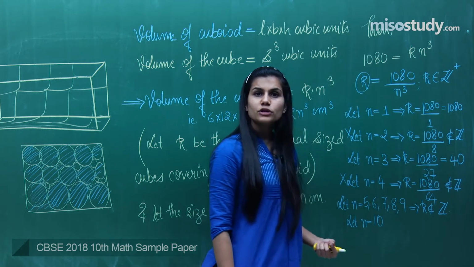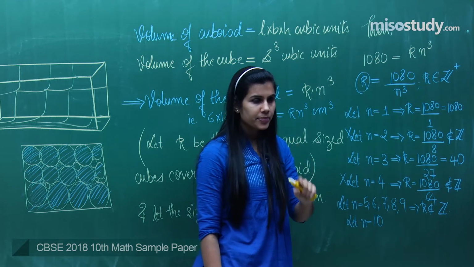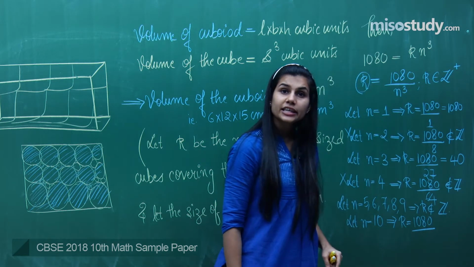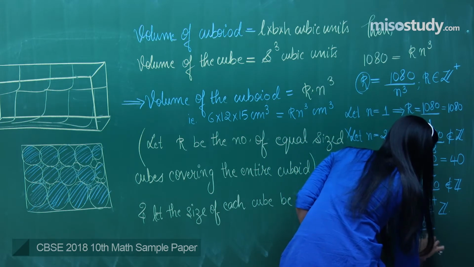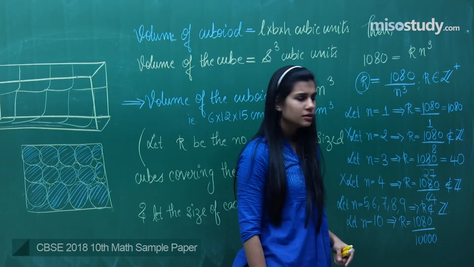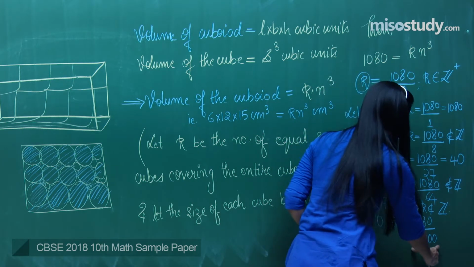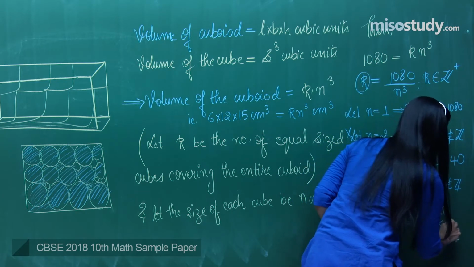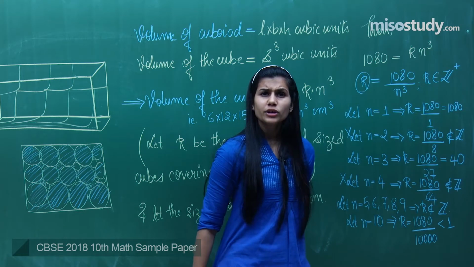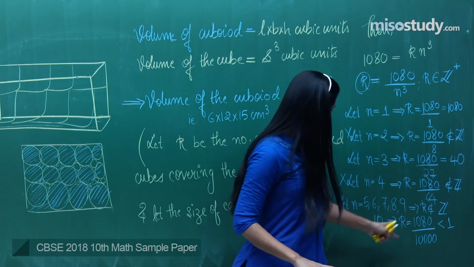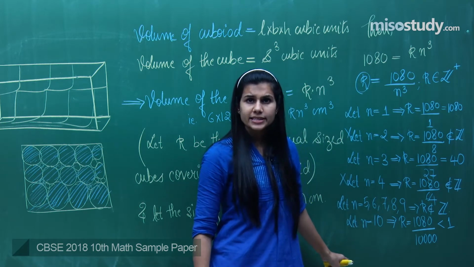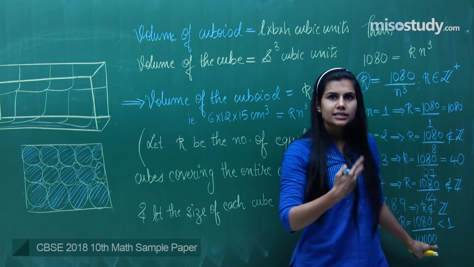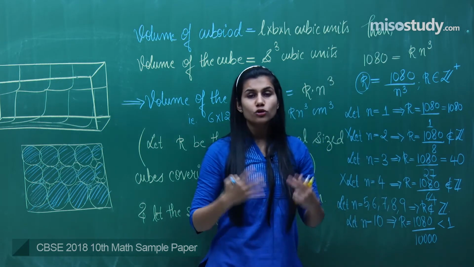Let n be 10. Suppose you take cubes of 10 as the side length. In that case, k will be 1080 upon 10 cube. 10 cube is 10,000. Now 1080 upon 10,000, this 10,000 is so much bigger than 1080. So when you are going to divide this by this, you are going to get a number which is less than 1. That means you are going to get 0 point something something, right? And if I am getting 0 point something something, that means if you take cubes of side length 10 centimeters, you need 0 point something something number of cubes to cover the entire cuboid.